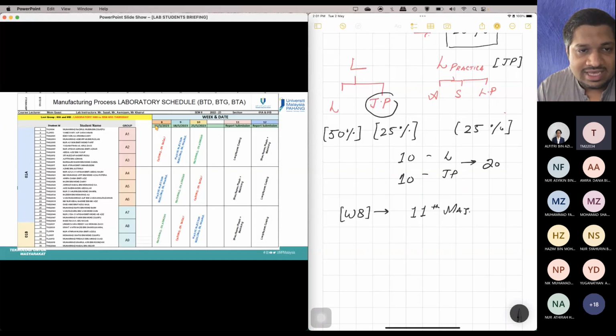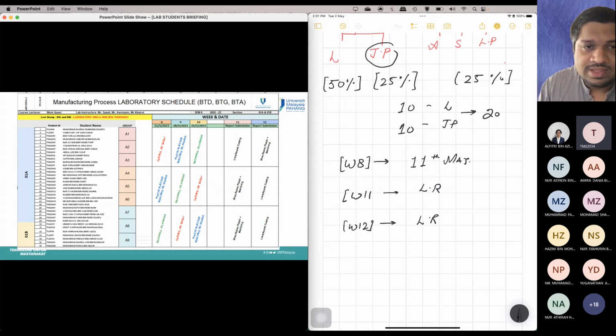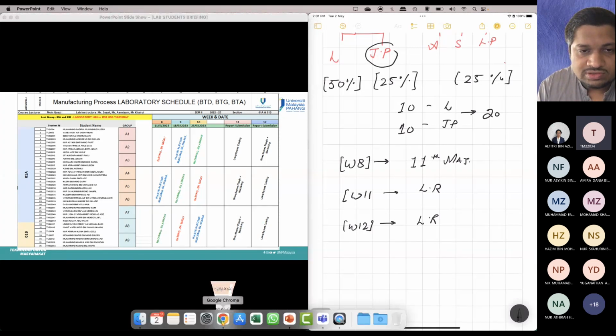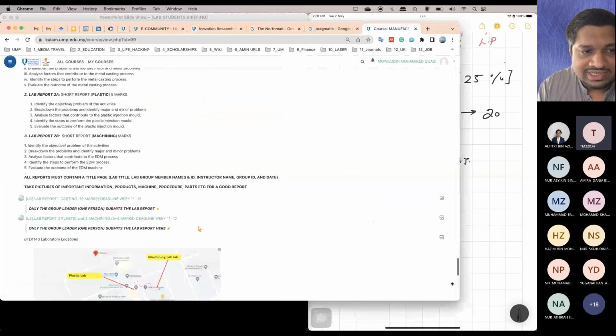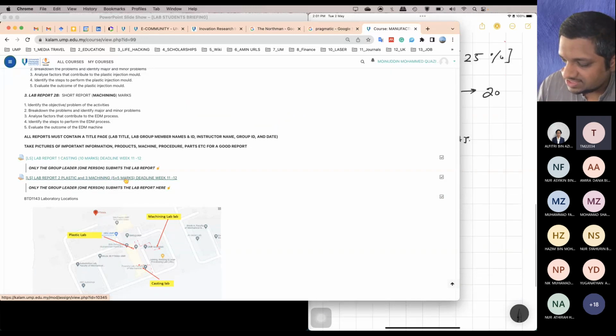After you have completed the labs in week 8, 9, and 10, you are going to submit your report in week number 11 and week number 12. The submission of lab reports is available on Kalam. You go to Kalam and you can see the submission of lab report, which is the casting lab report is like this, and the plastic and machining lab report is like this. It means that you have to submit the casting report separately.